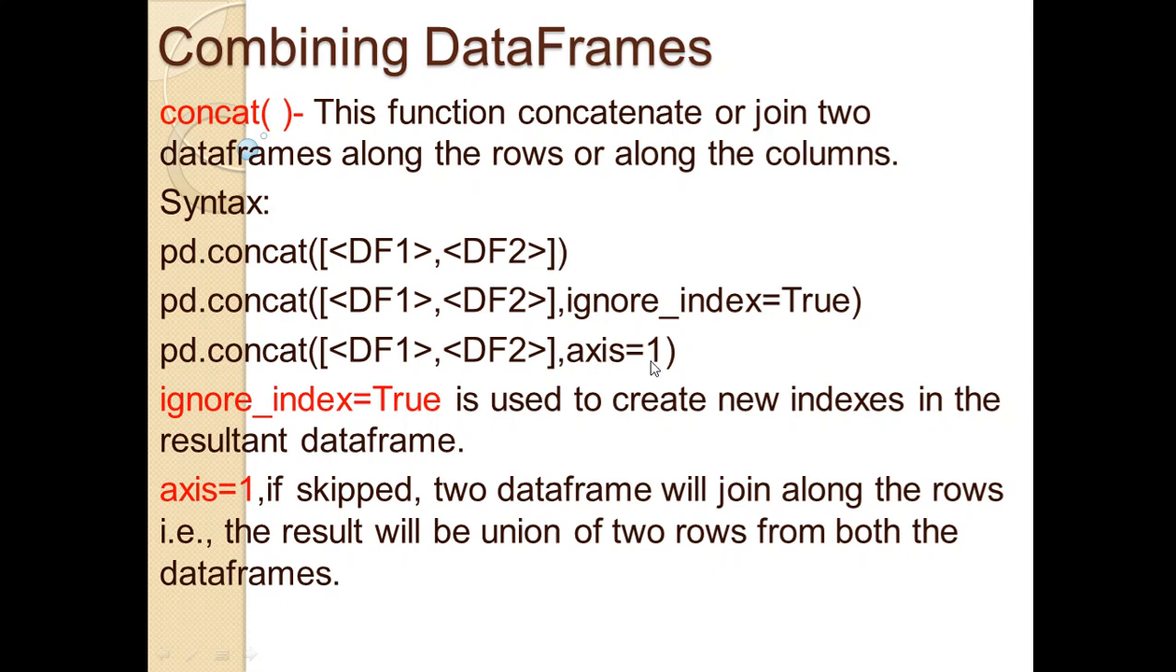If you specify axis equal to 1, then the data frames will be joined along the columns. If you do not specify axis equal to 1, then the two data frames will be joined together along the rows. This we will see practically in our IDE. So let us move to the IDE.